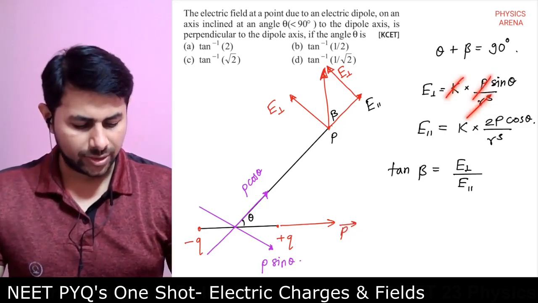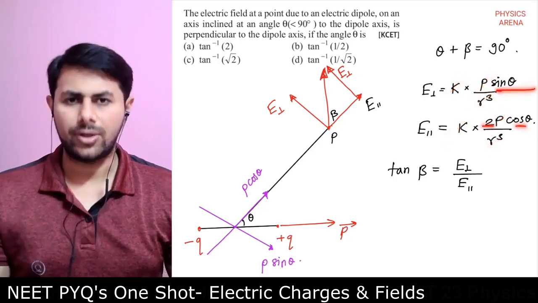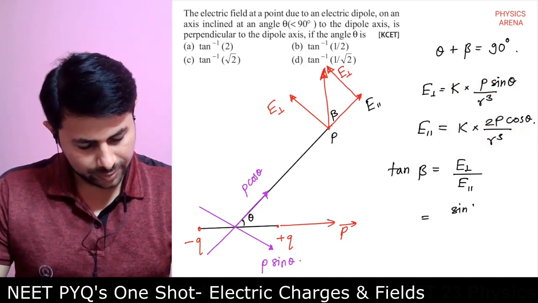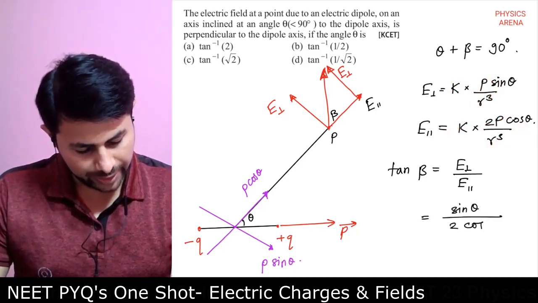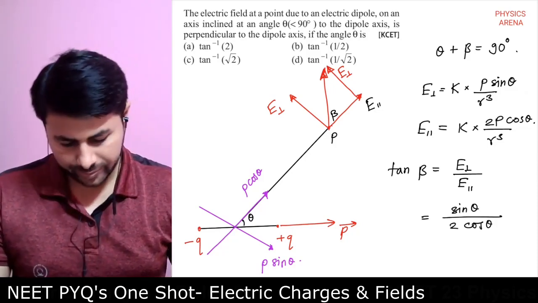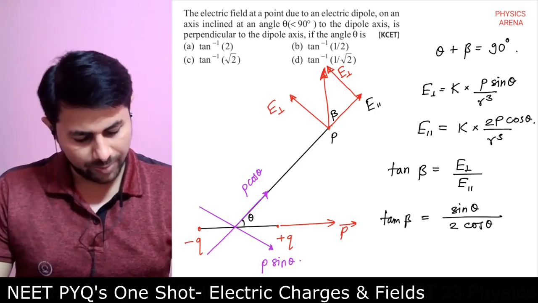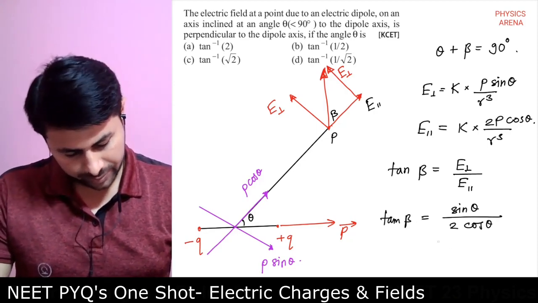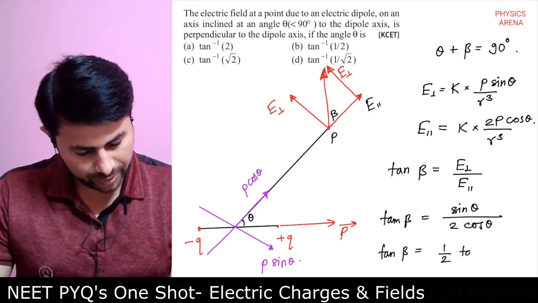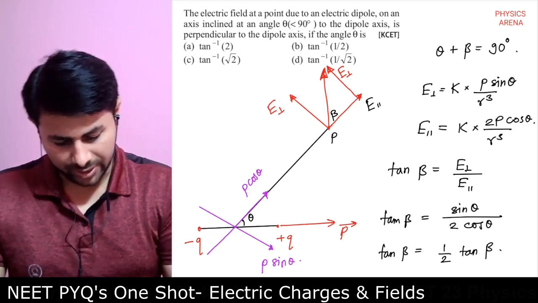So K P R cube will be cancelled. It is sine theta divided by 2 times cos theta. So that means tan beta is equal to half of tan of theta. This is what we get: half of tan of theta.